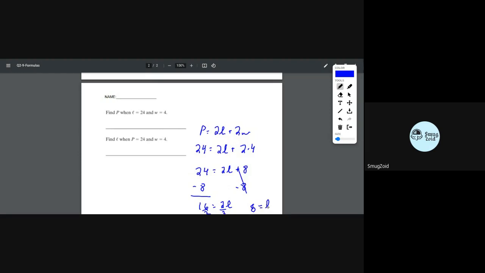I was going to put L first, but that doesn't make sense. 8 equals L. So I'm just doing what we've been doing. I'm just showing how they sometimes work in real life. So that's how you would solve these problems. Not too bad.